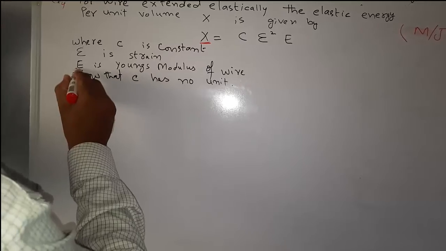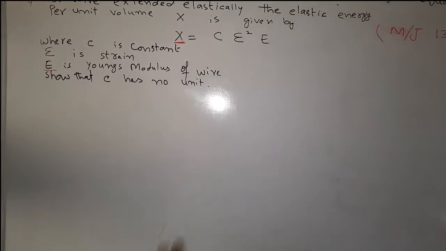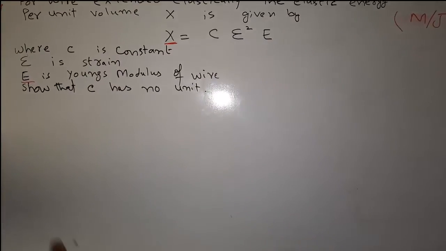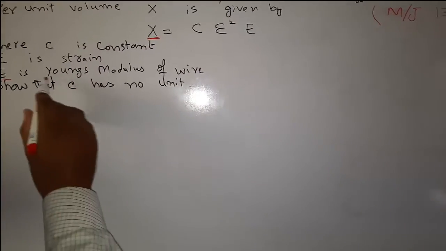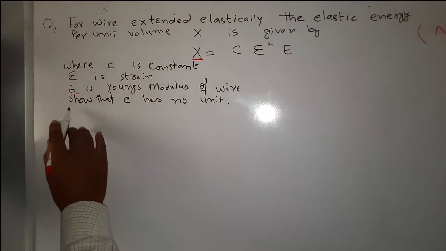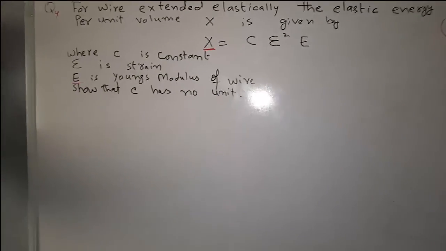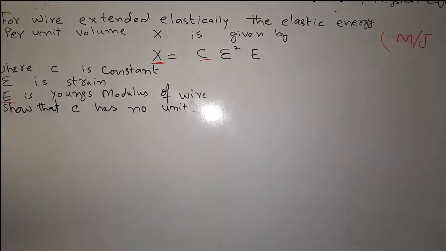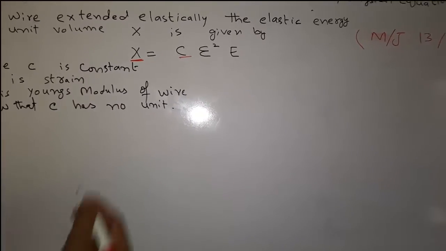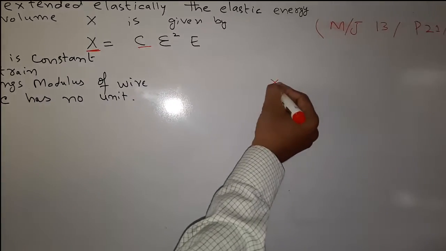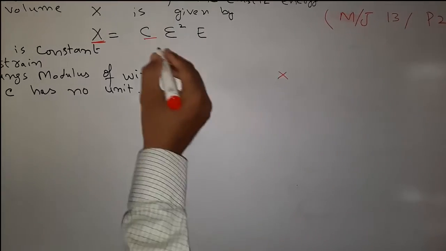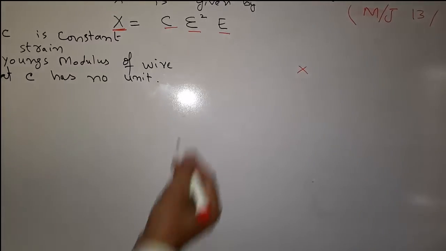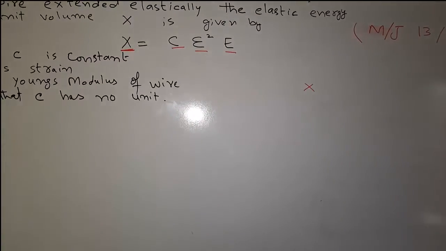Keep in mind E is Young's modulus. Previously they gave a question in which EP was the potential energy, but right now E is no more energy; E is the Young's modulus of the wire. So show that C has no unit. We have to determine that C has no unit. First we will find out the unit for X, then we will determine the unit for epsilon, and next we will find out the unit of capital E.